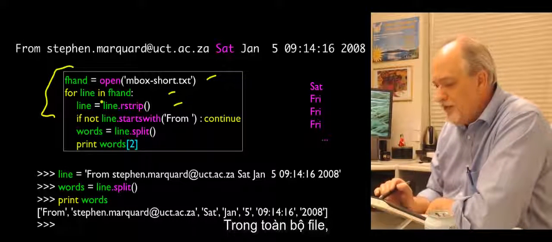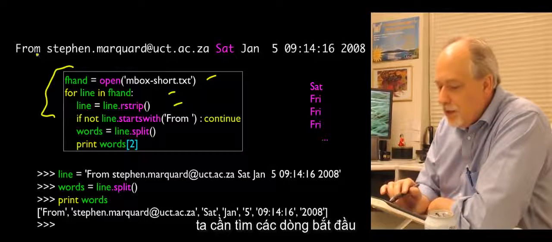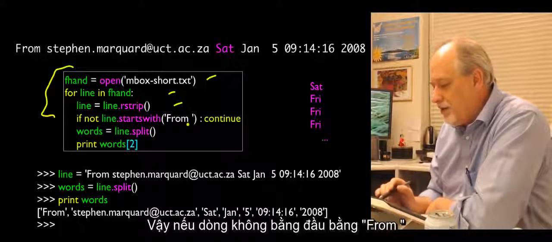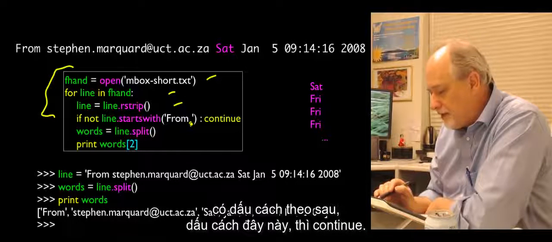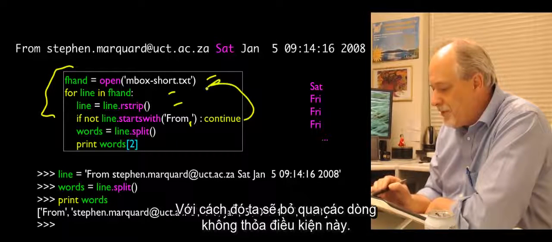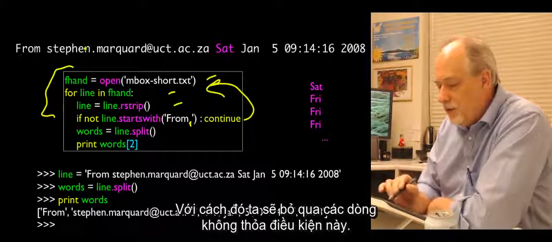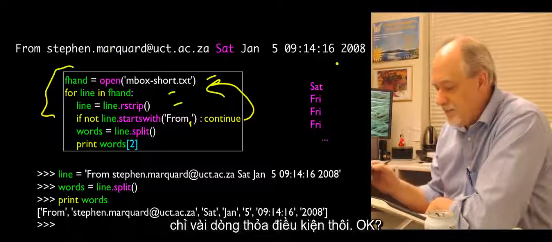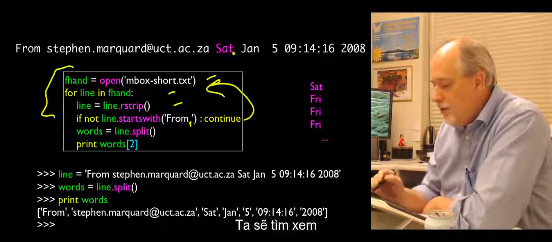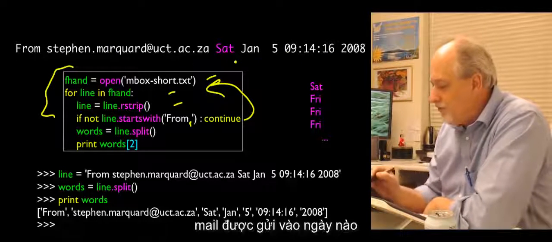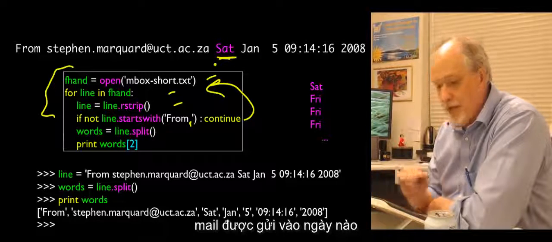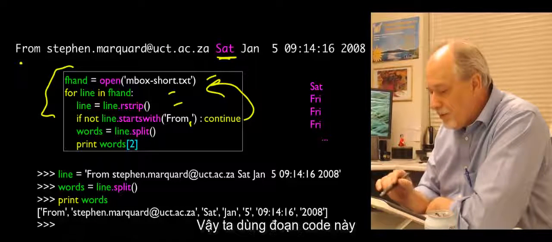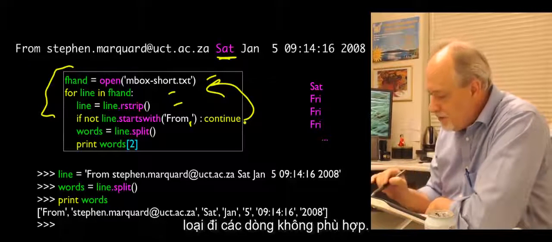And we're looking for lines, if you look at the whole file, that start with "From" followed by a space. So if the line does not start with "From" followed by a space, that's a space right there, continue. That's a way to skip all the lines that don't look like this. There are thousands of lines in this file and just a few that look like this. And we're going to try to find what day of the week this thing happened on. So we're throwing away all the lines with this little bit of code.